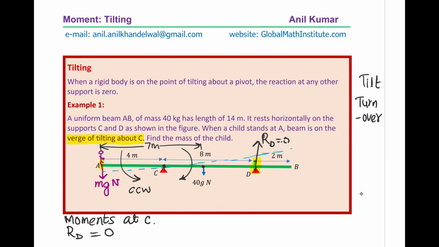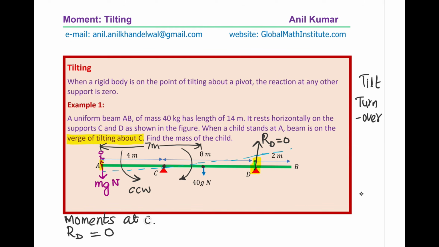And the beam is at rest, supported by C and D. When the child stands at A, the beam is on the verge of tilting. Find the mass of the child. So let the mass of the child be M. In that case, at A, we have a force of mg acting.